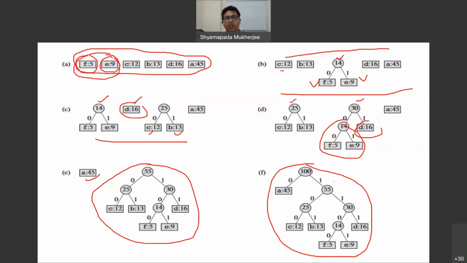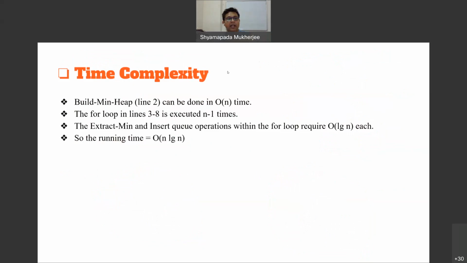So we get an optimal solution, the code words for encoding the different characters present in a text. The number of bits we need to encode the entire file is less. And the time complexity: we need to construct a min heap. Building a min heap takes order of n time, and we do the extract-min and insert queue operations n times.